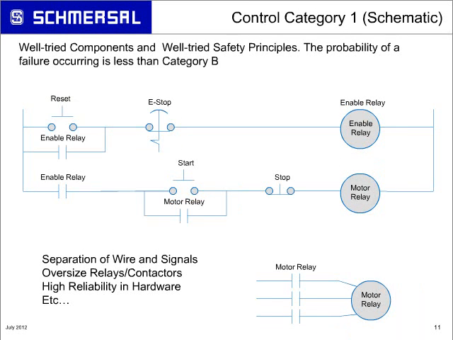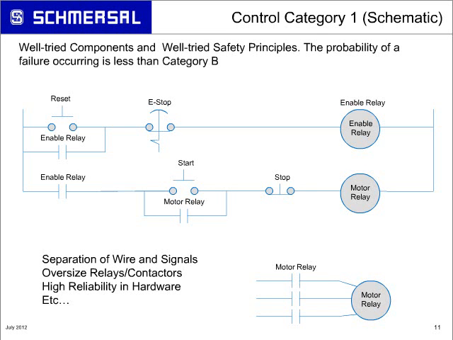So well-tried components, well-tried principles are really the key, and that's the main difference between control category B and control category 1. What has been seen in the past is a lot of people think they may be at control category 1, but without having the design principles, reality is they may only be control category B. So adding some of those design principles can really improve your overall safety system, even in a single channel scenario.